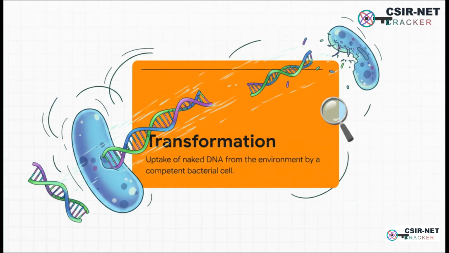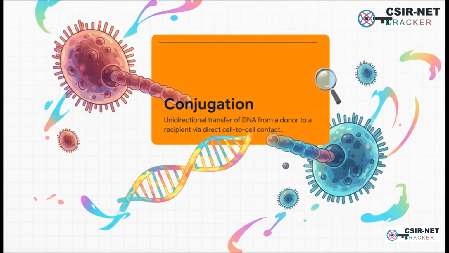Okay, so the first method is called transformation. Just imagine a bacterium kind of hoovering up spare bits of DNA that are just floating around in its environment. Let's say a nearby bacterium dies, and its genetic code gets released. Well, another one can just absorb those fragments, stitch them into its own DNA, and boom, it's got new traits just like that.